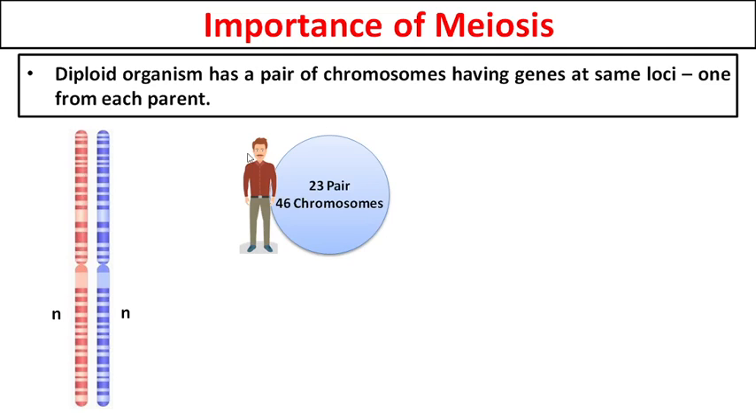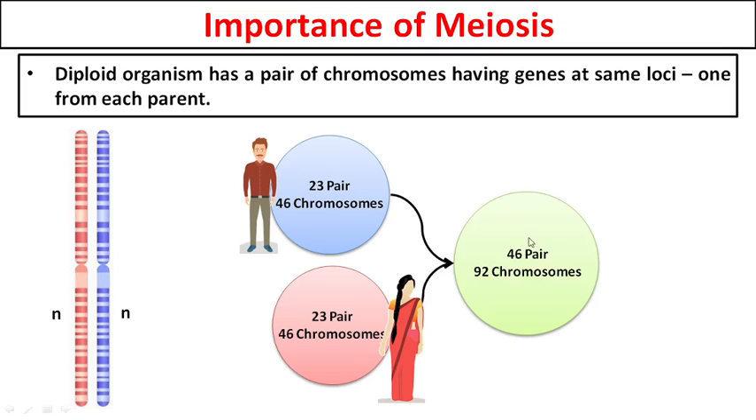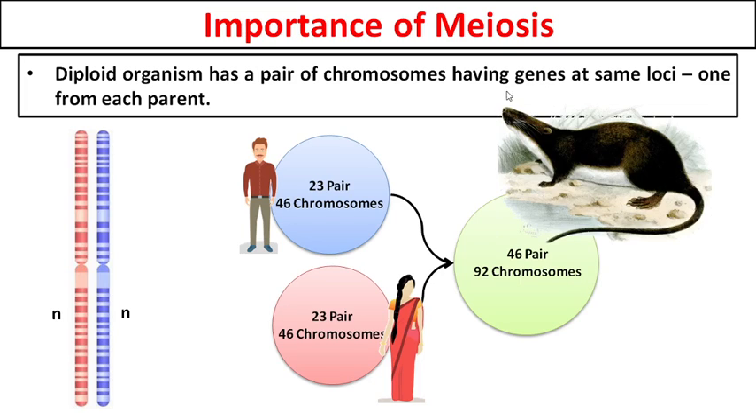Now consider this. A man has 23 pairs of chromosomes, which means in total 46. Then a lady also has 23 pairs of chromosomes, which is 46 chromosomes in total. Because we are humans, the number of chromosomes remains the same. Now what happens if they reproduce and there is no change? You are giving 46 chromosomes from the man and 46 chromosomes from the woman. You will end up with a total of 46 pairs or 92 chromosomes, which is actually the scenario in case of this one type of rat. This rat has 46 pairs of chromosomes, or a total of 92 chromosomes.